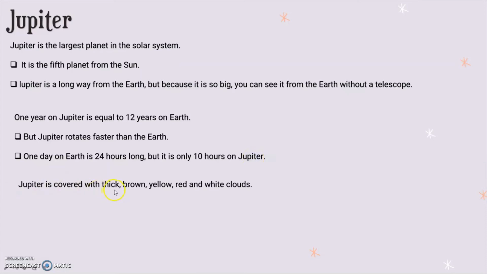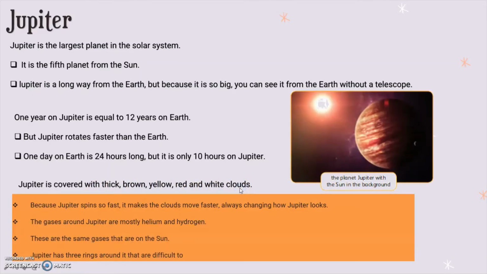Jupiter is covered with thick brown, yellow, red, and white clouds. Like this. The planet Jupiter with the Sun in the background. Because Jupiter spins so fast, it makes the clouds move faster, always changing how Jupiter looks. The gases around Jupiter are mostly helium and hydrogen. Now, there are two gases in there, helium and hydrogen. These are the same gases that are on the Sun. Jupiter has 3 rings around it that are difficult to see.